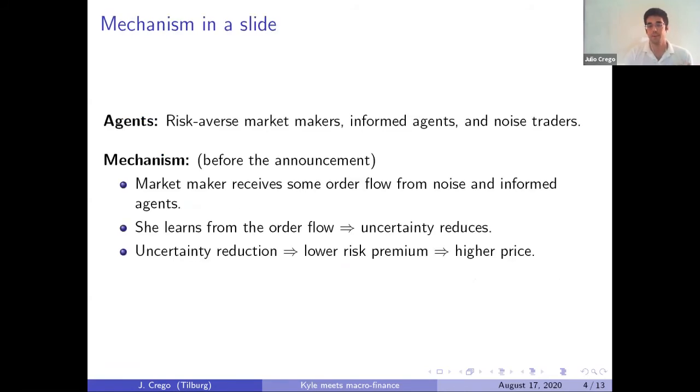So what's the mechanism? I think he did a very nice job explaining it. So we have three agents. We have risk averse market makers. And then for simplicity, we have risk neutral informed agents and noise traders. And now the mechanism is essentially the market maker receives some order flow. She learns from the order flow, and then by learning, uncertainty reduces, and therefore in the next trade, she needs less compensation for the risk, so she increases the price. And that's the whole mechanism in the model, and I think it's very elegant that that's the only mechanism.